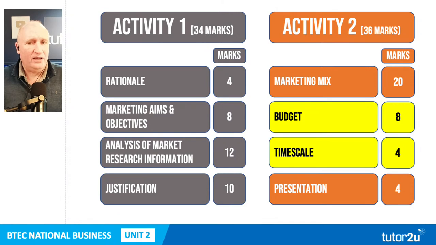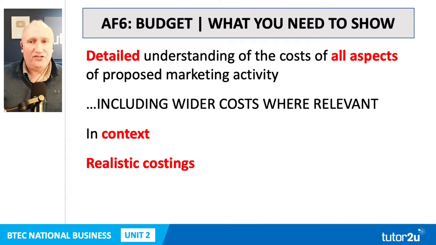So the first thing to say is, looking at that allocation of marks there, by a distance, the most important part to spend your time on is the marketing mix in activity 2. And then the next most important is the budget. If you're running out of time, you're better off just doing a very, very quick, rough and ready timescale, get a mark, but then making sure you've had a good attempt at the marketing mix and a good attempt at the budget. Okay, so let's look at budgeting to start with.